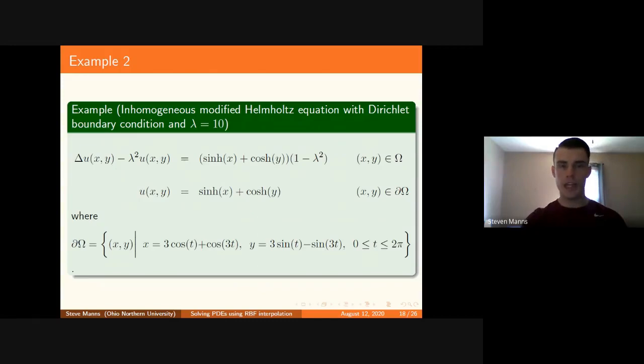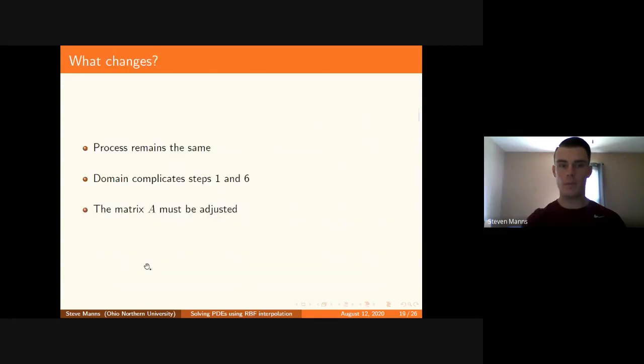In example 1, we got to see the process, but the problem was quite simple. So the idea here is just to see a slightly more complicated PDE and domain to see how the method can be adapted to solve these kinds of problems, as well as verifying that the solution is still accurate. We have an inhomogeneous modified Helmholtz equation with Dirichlet boundary condition. We will fix lambda equal to 10, and the domain here is a hypocycloid of 4 cusps defined by the parametric equations at the bottom of the slide.